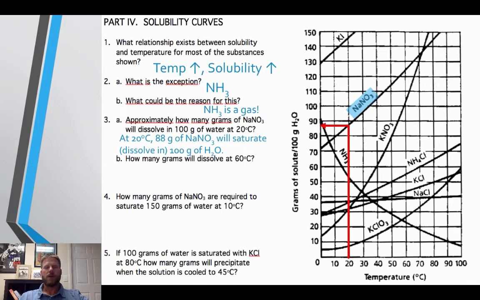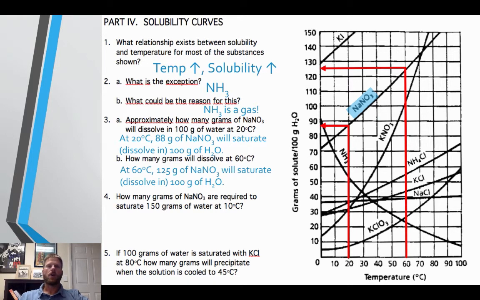So it appears as if about 88 grams of sodium nitrate will dissolve in 100 grams of water to make a saturated solution. So that is the maximum amount of sodium nitrate that will dissolve in 100 grams of water at 20 degrees Celsius. Do the same thing for 60 degrees Celsius. You just read the graph, find where 60 degrees intersects the sodium nitrate and read the y-axis. You get about 125 grams of sodium nitrate will saturate 100 grams of water at 60 degrees Celsius. So you can see that trend. As the temperature increases, the solubility of the solid solute increases as well, direct relationship.